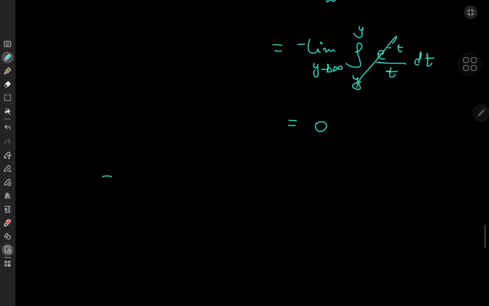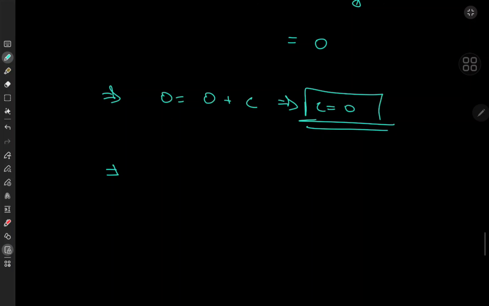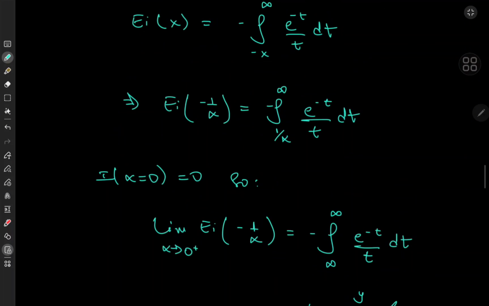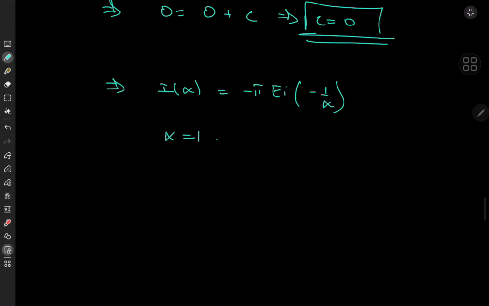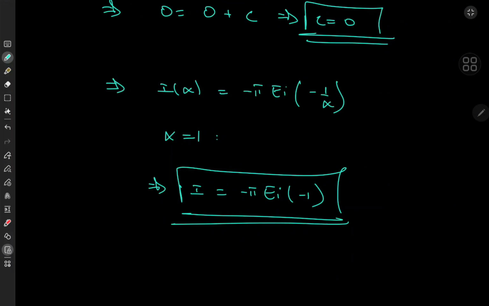Okay, cool. So this implies that 0 equals 0 plus c. In other words, the constant of integration is 0, and this implies that I of alpha is indeed equal to negative pi times e sub I of negative 1 over alpha. And of course, letting alpha equal 1 for our target case yields the target integral I equal to negative pi times e sub I of negative 1, which is, of course, confirmed via a quick check on Wolfram Alpha.